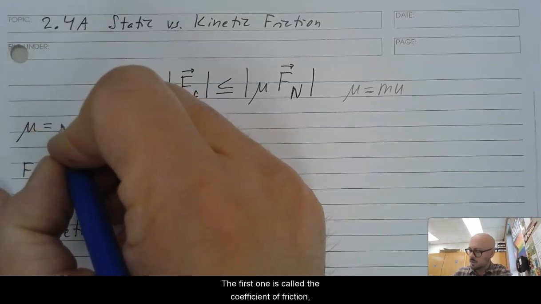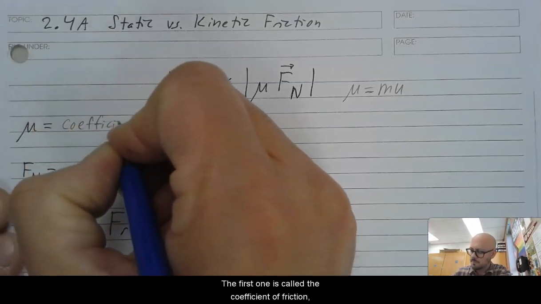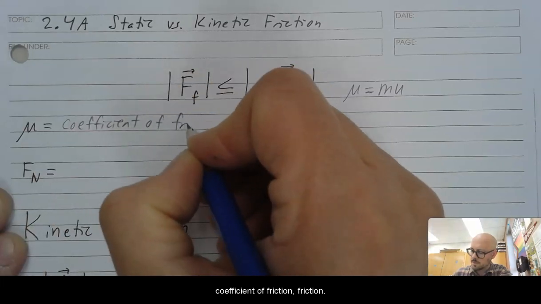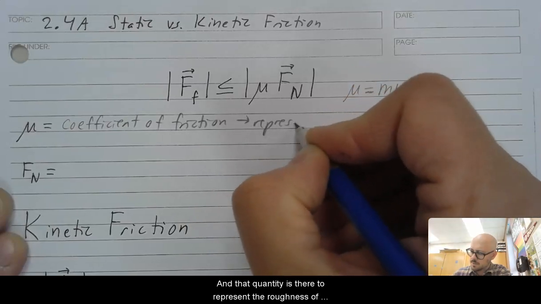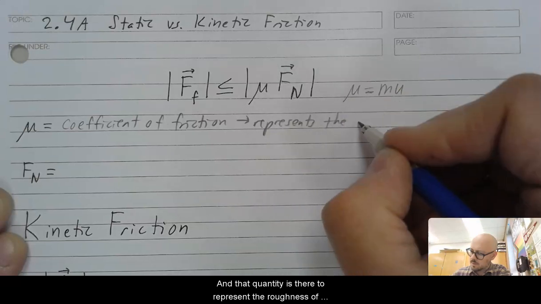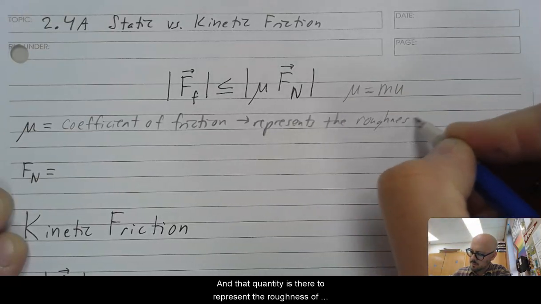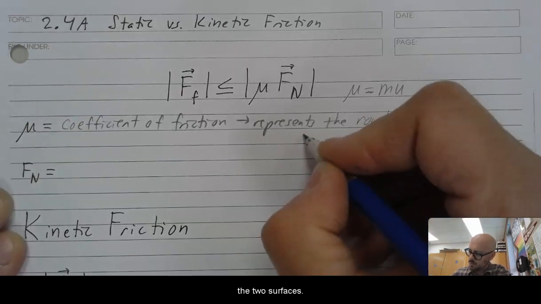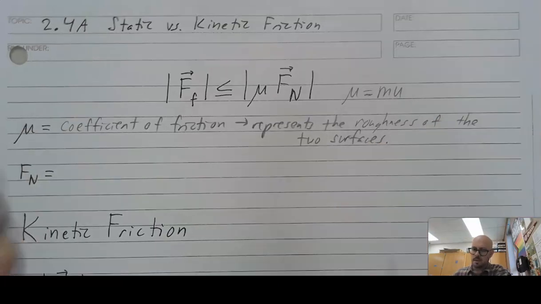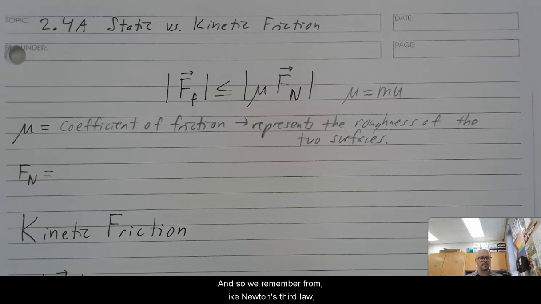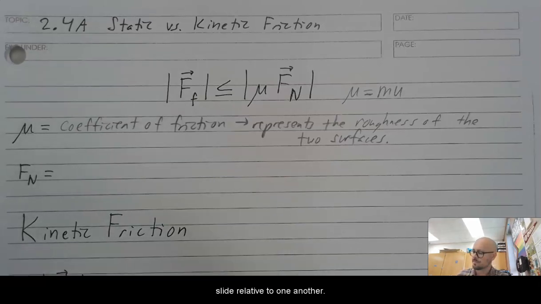The first one is called the coefficient of friction. And that quantity is there to represent the roughness of the two surfaces. We remember from Newton's third law that it takes two objects to have an interaction. And so in order for there to be friction, there has to be two surfaces that are sliding or attempt to slide relative to one another.